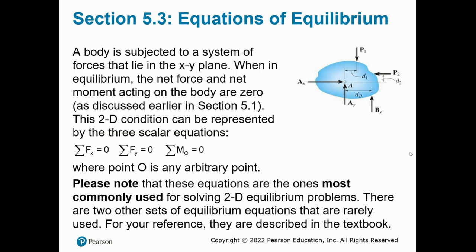A body is subject to a system of forces that lie in the xy plane. When this is in equilibrium, we not only need sigma F equal to zero, so net force equal to zero, we will also need net moment equal to zero. When we say a rigid body is in equilibrium, it means that there's no translational motion, and no rotational motion as well. So we have our three equations: sigma Fx equal to zero, sigma Fy equal to zero, sigma moment equal to zero, where point O is any arbitrary point in the rigid body.